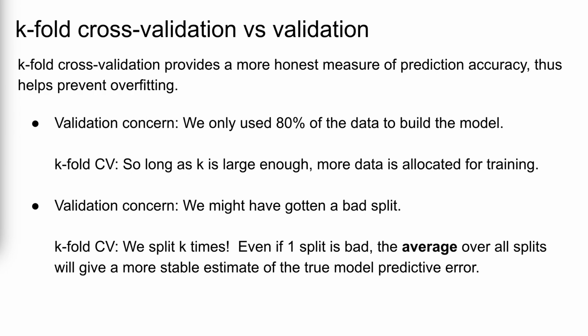Second, we worried in validation that a bad random split could produce misleading measures of predictive error. In contrast, in K-fold cross-validation, we do the random splitting K times. Thus, even if one of the splits is bad, that is, includes data points that aren't representative of the whole, the average over all splits will give a more stable estimate of the true model prediction error.